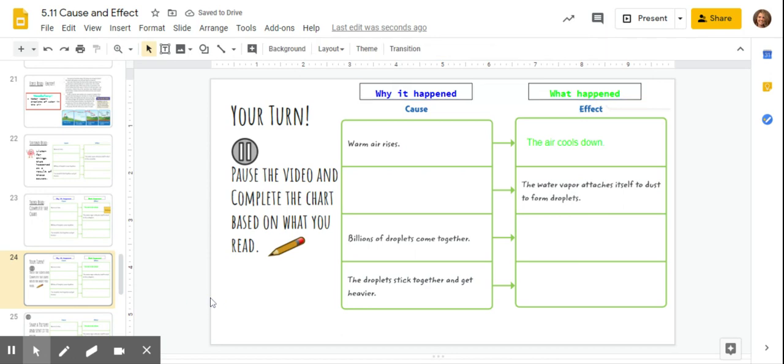If you need to, go back and listen to the text again, or go back and read the text again. You'll pause the video, complete the chart based on what you've learned, and then hit play.